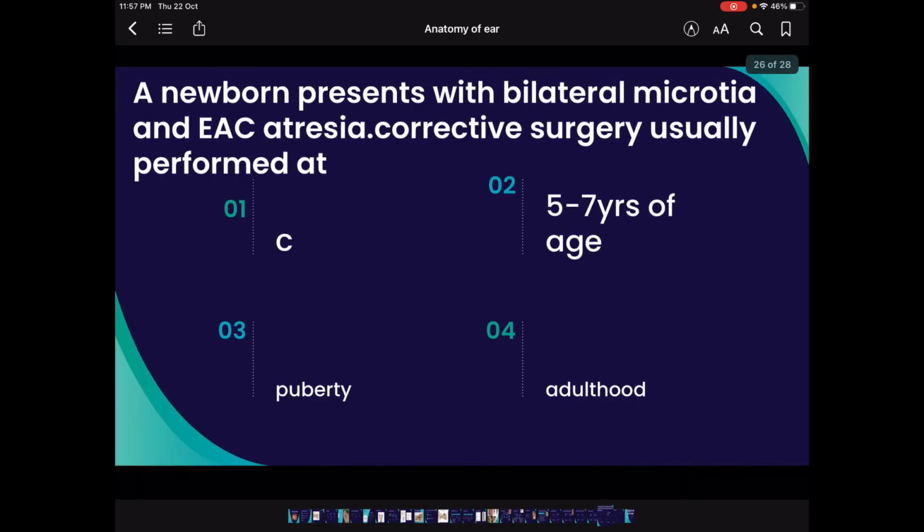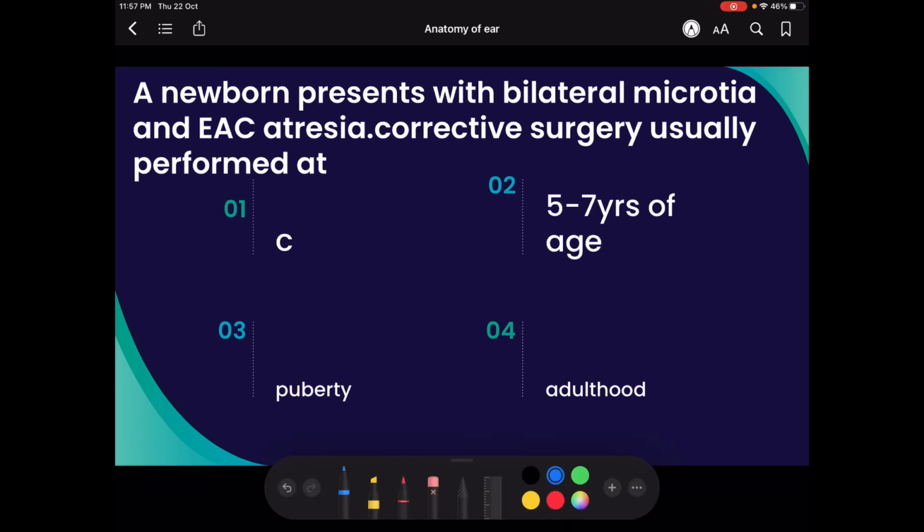The next thing: a newborn presents with bilateral microtia and external auditory canal atresia. At what age is the corrective surgery usually performed? As we know, the costal cartilage and the pinna are completely developed after 5 or 6 years of age. So the reconstructive surgery is usually done at 5 to 7 years of age.